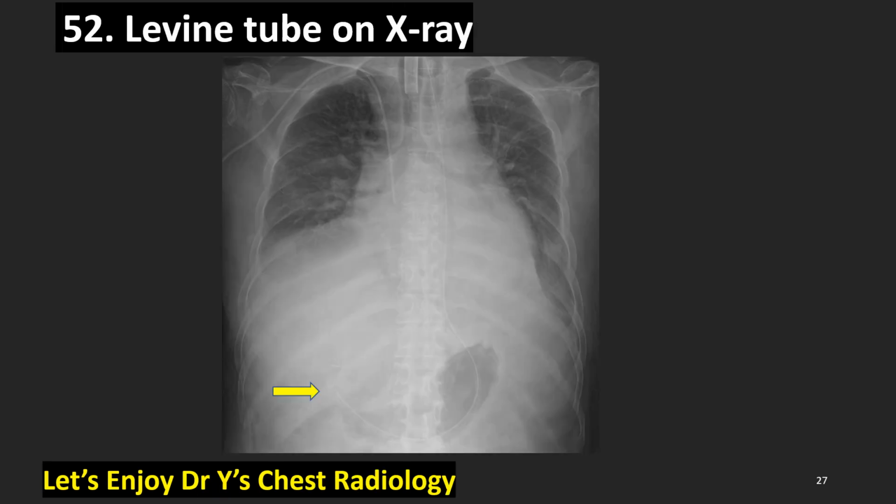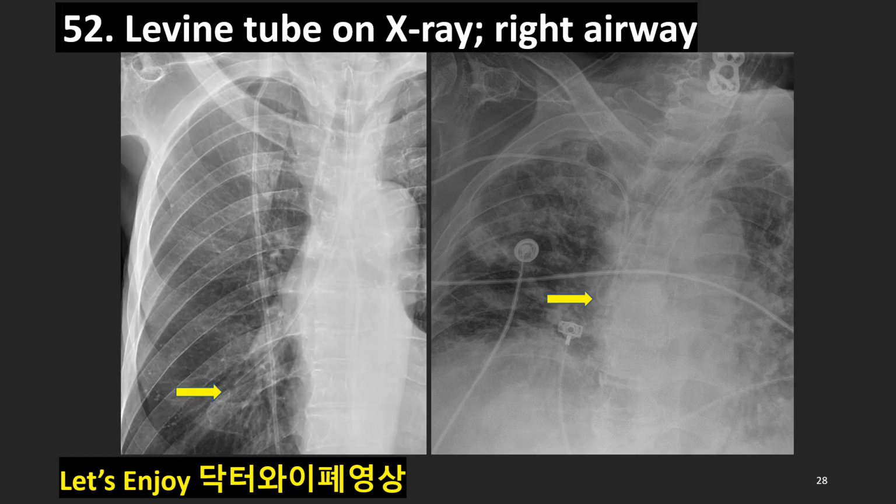Nasogastric tube tip in the distal stomach is a good position. 2 no good examples of Levine tube position. Left side one: yes, right lower lobe bronchus. Right side one: kinking in the distal esophagus, not into the stomach.